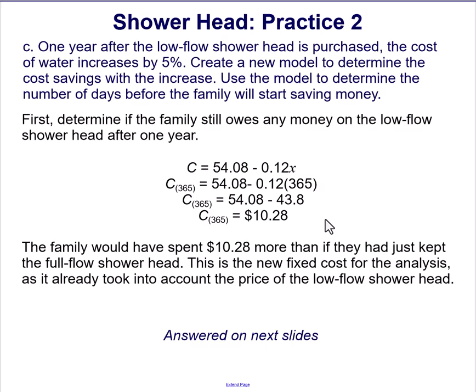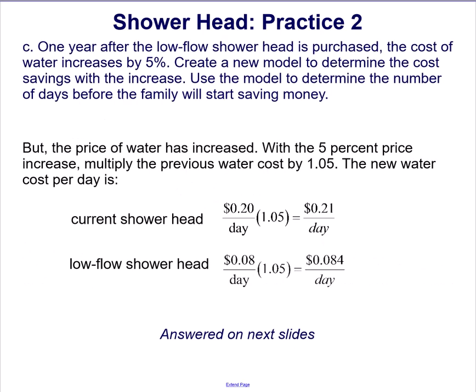So here's our final analysis. The family would have spent $10.28 more than if they had just kept the full flow shower head. This is the new fixed cost for the analysis as it already took into account the price of the low flow shower head. Now remember that the price of the water has increased. With the 5% increase, we're going to multiply the previous water cost by 1.05.